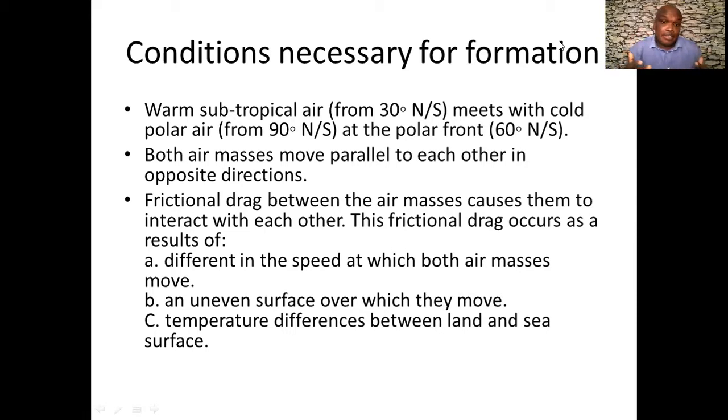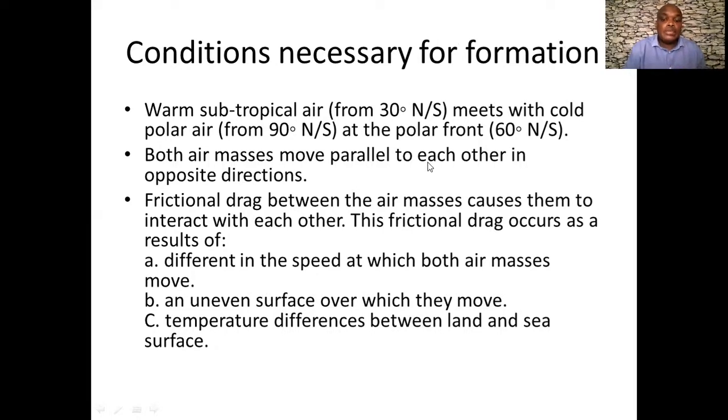Then frictional drag between the air masses causes them to interact with each other. This frictional drag occurs as a result of, number one, the difference in the speed at which both air masses move. Secondly, because of the uneven surface over which they move. And then number three, because of the temperature differences between land and sea surfaces. It occurs because of these three valid points.